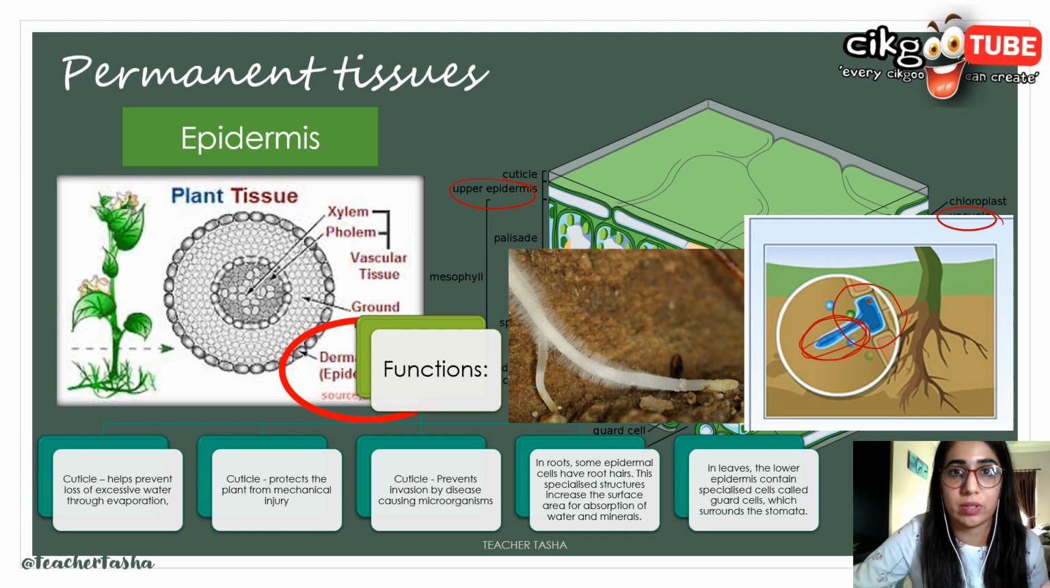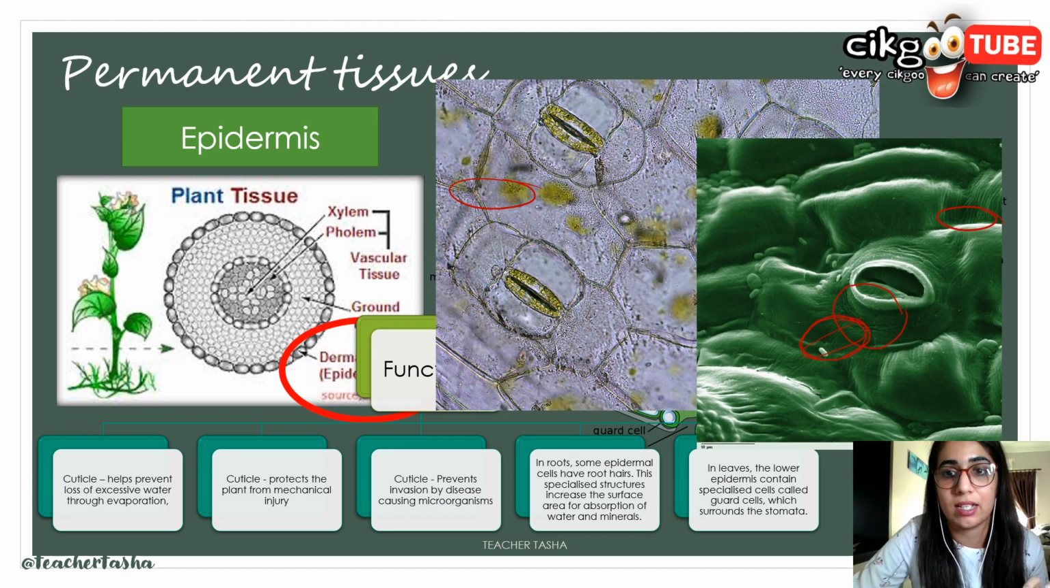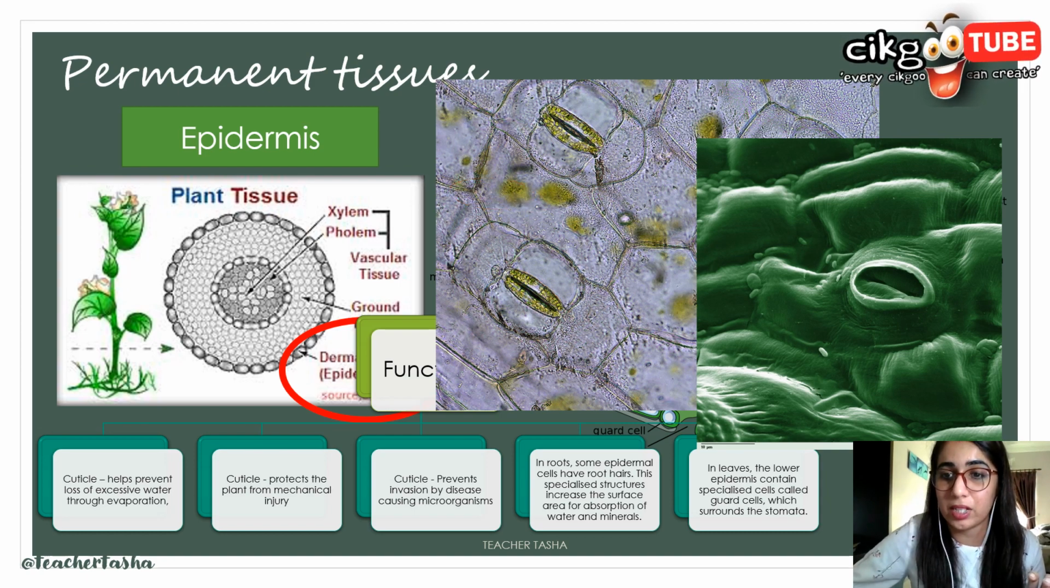In the leaves, the lower epidermis contains specialized cells called guard cells. These guard cells surround the stomata. I believe you have learned this in your science when you were in a lower form. Stomata is the opening where transpiration takes place, which is the evaporation of water, and also gaseous exchange. So there's an opening here under the leaf. These cells in leaves are called guard cells, and they surround the stomata. So we have that in the epidermis. Done.